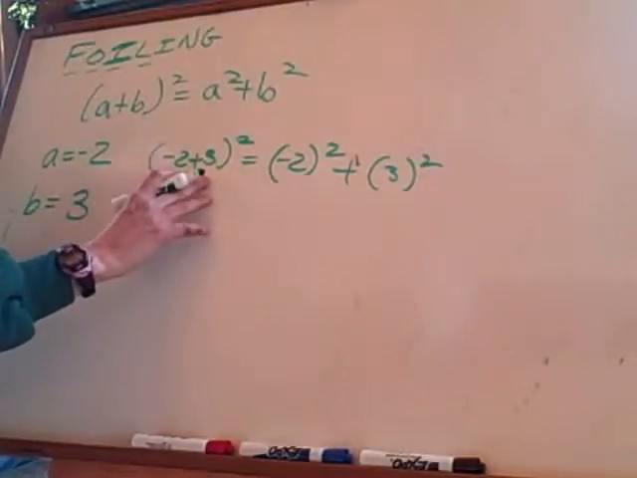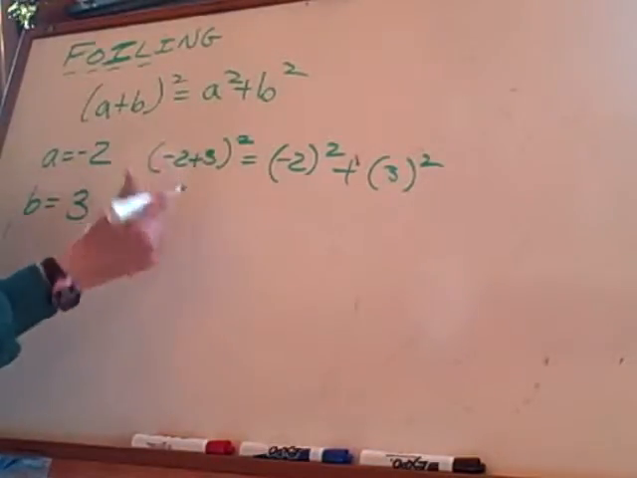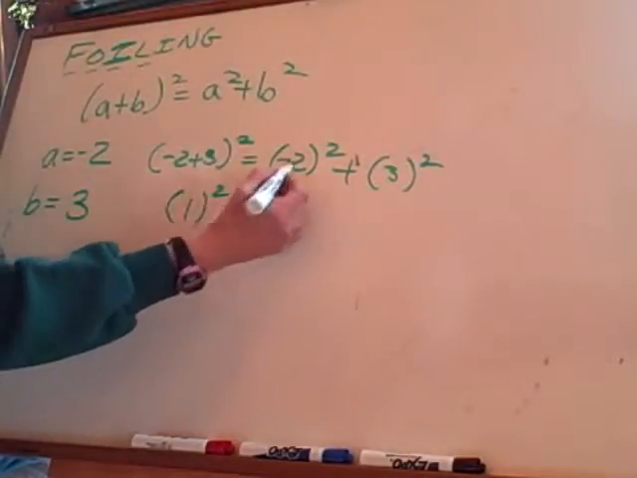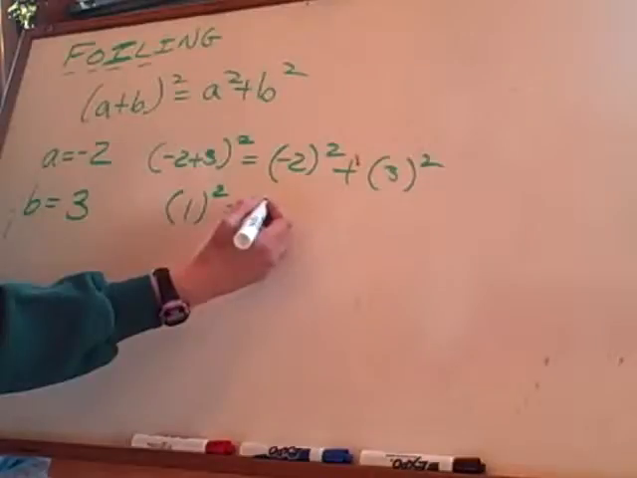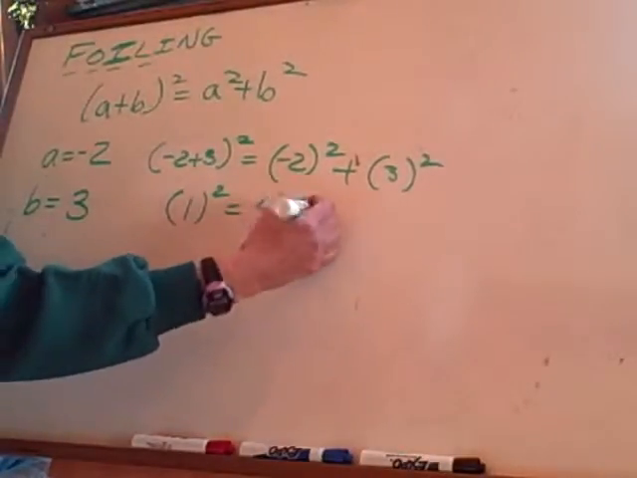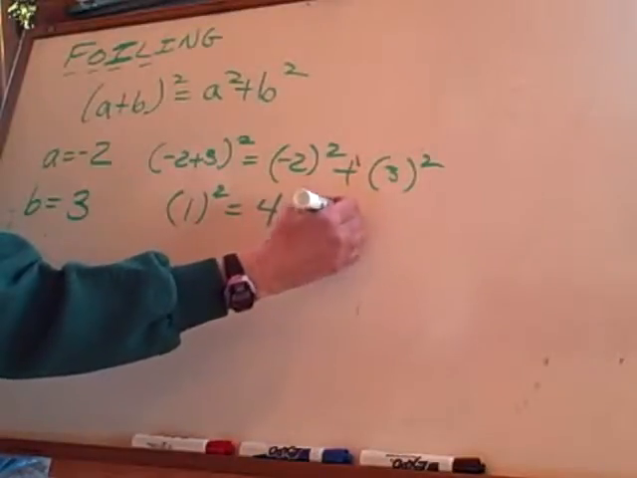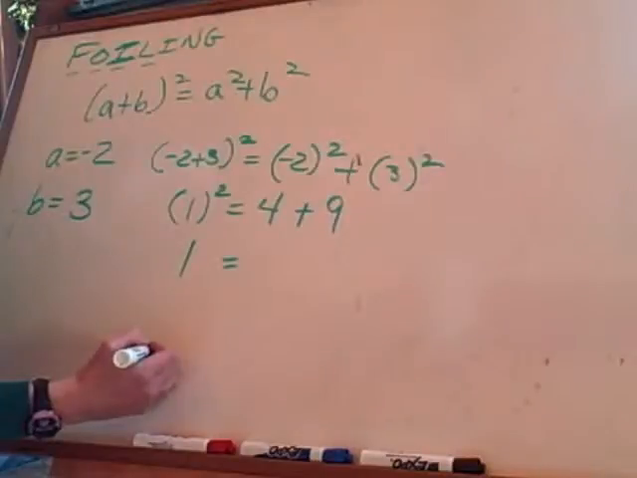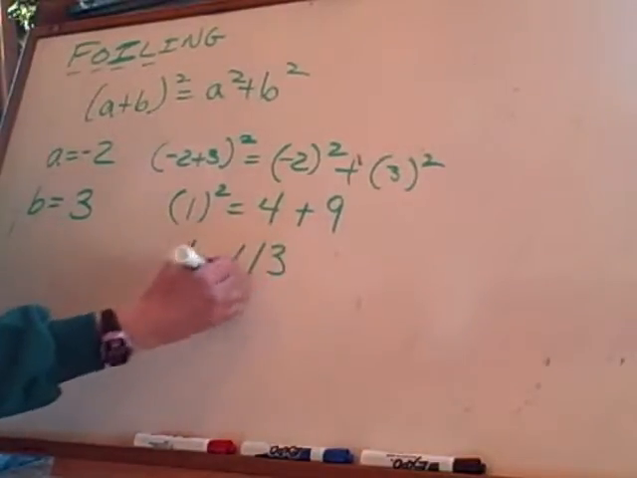Okay, so what is -2 plus 3? 1. So that's going to be 1 quantity squared. What is -2 squared? -2 times -2 would be 4. Plus 3 times 3 would be 9. What is 1 squared? 1. What is 4 plus 9? 13. Last time I looked, 1 wasn't equal to 13.